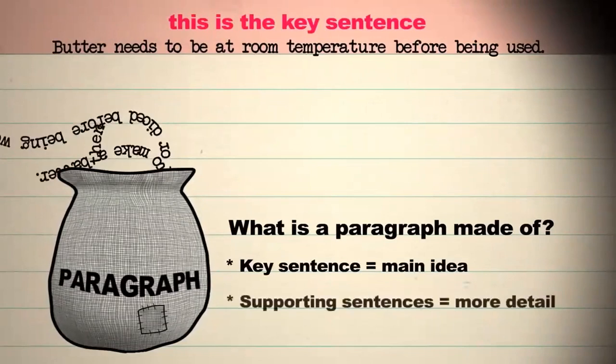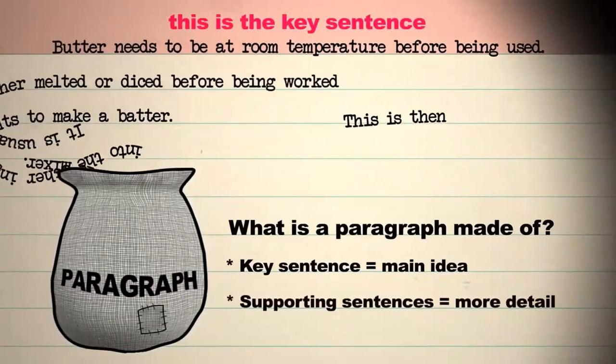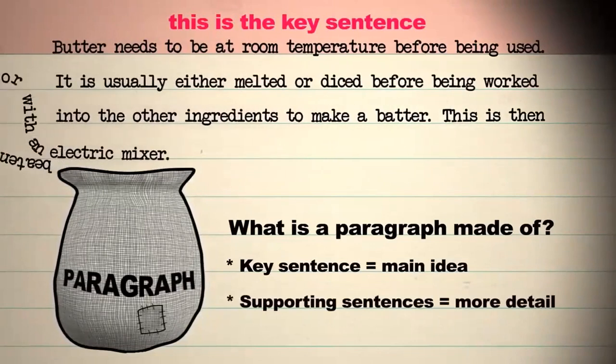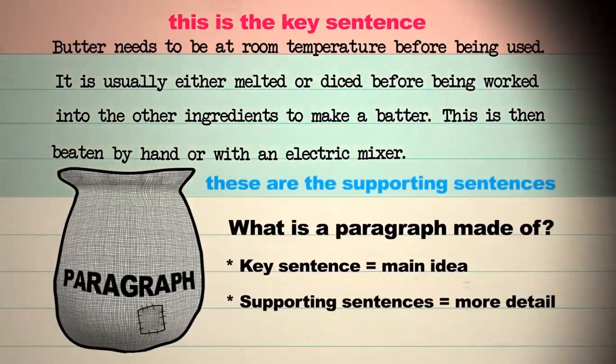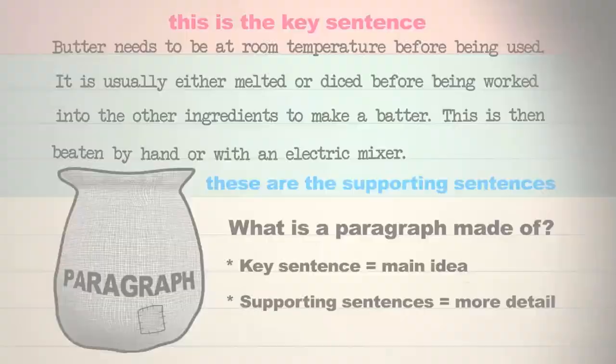Supporting sentences equals more detail. Following sentences help to give extra detail about the main point. They are called supporting sentences and develop the ideas in the paragraph. Sometimes paragraphs have an ending sentence to finish off the paragraph, but whether or not you use a closing sentence depends on the size of the paragraph and what kind of writing you are doing. Don't worry too much about ending sentences, as these are not as important as the key and supporting sentences.